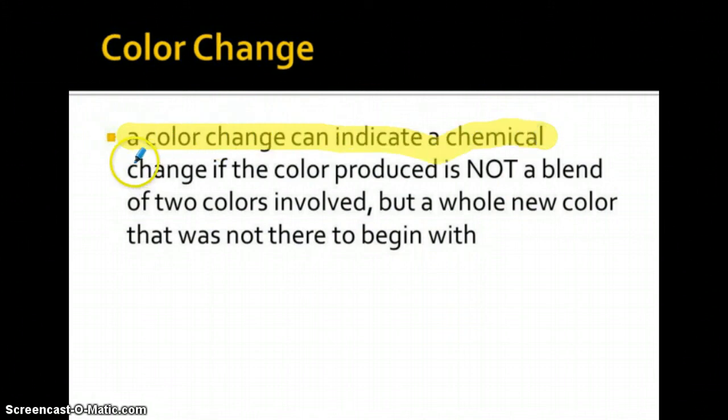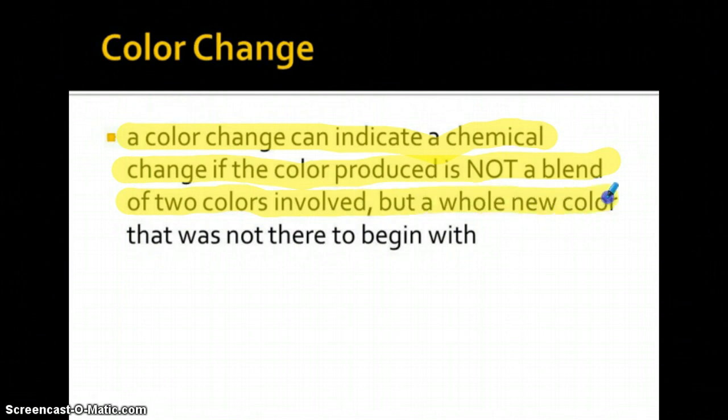We know that a mixture of color is a physical change, so we're not talking about mixing 2 colors such as yellow and blue to get green. We're talking about a whole new color showing up as part of the chemical reaction. And I'll show you an example in just a second. Let you write for a minute.